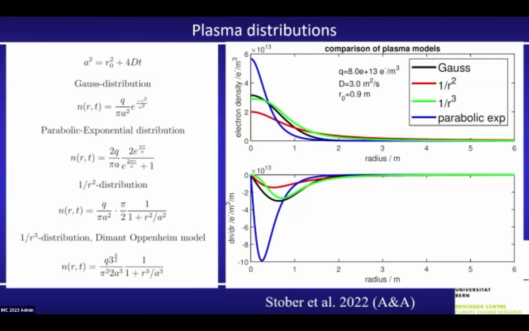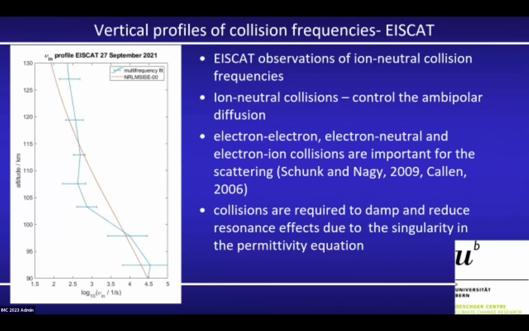And we also have the ability to use incoherent scatter radars to get an idea of collision frequencies, in particular of the ion-neutral collision frequency. This is the one that dominates how fast the trail expands in time. And we also see that this frequency changes quite a lot with altitude.